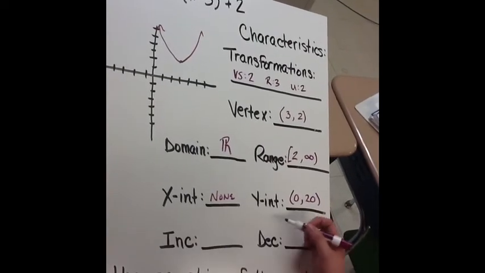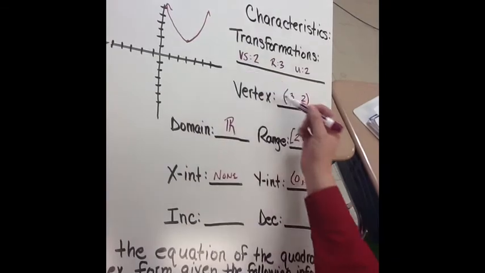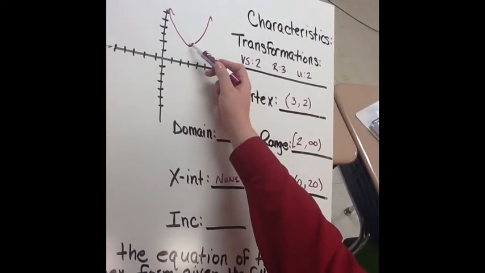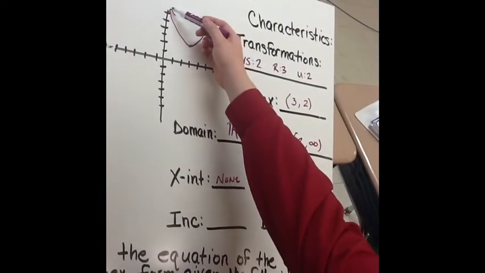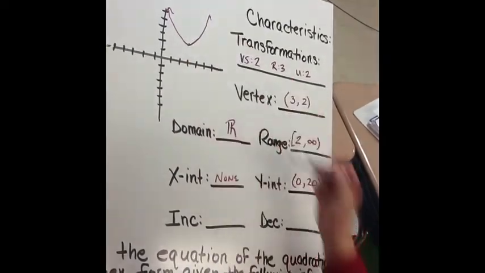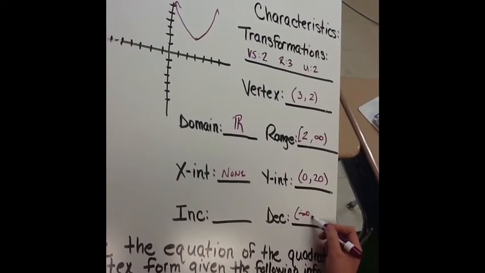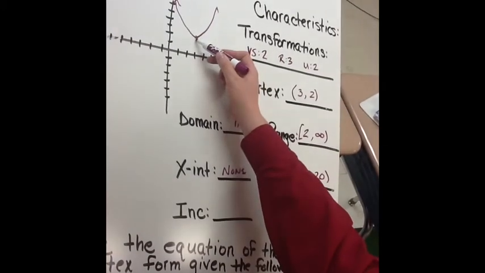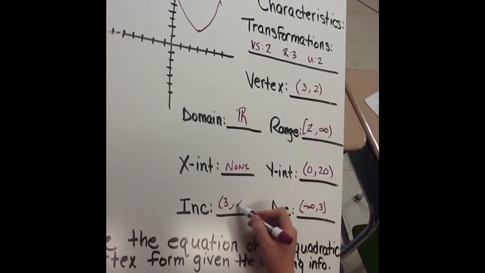The increasing and decreasing intervals can be found from our graph here. We know that our x value here, our right shift of 3, is going to be the spot where it switches. So if we look at our graph, we're going to be decreasing from negative infinity all the way to 3. Remember, we are going to keep these in parentheses because we're not actually including them. From 3 on to infinity, we are going to be increasing.